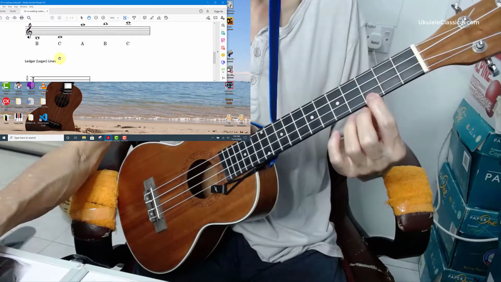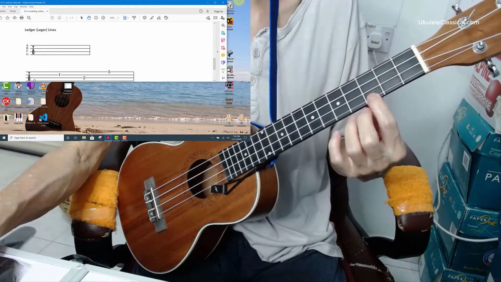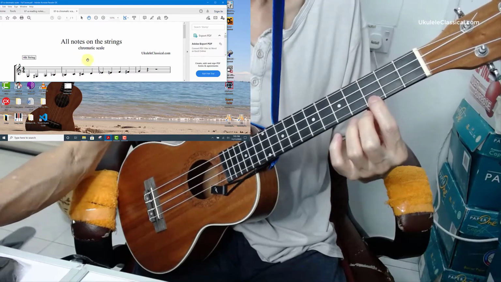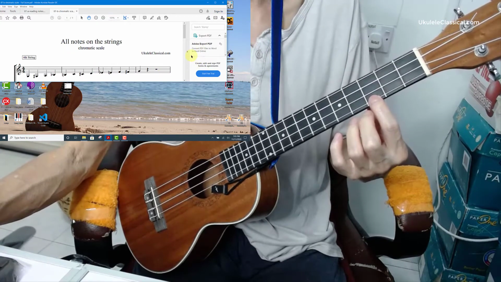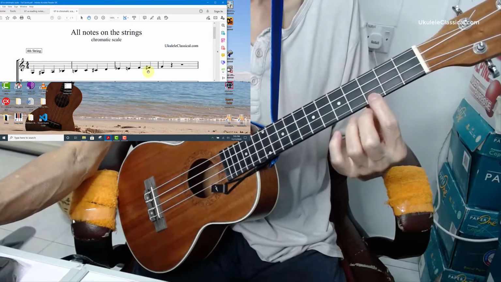Okay, alright, let's take a look at another sheet which I prepared for you. This sheet shows all the notes on the strings.